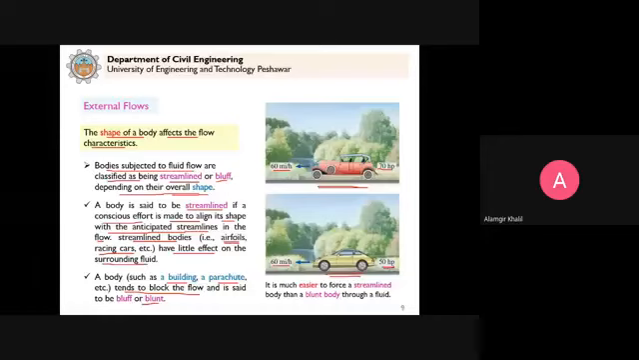So in this way you can see that the shape of the body plays an important role. Clear? The shape of the body affects the flow characteristics. So you can see here that it is much easier to force a streamlined body than a blunt body through a fluid, because in this example we streamline the car, so it requires less power to move it through the air.